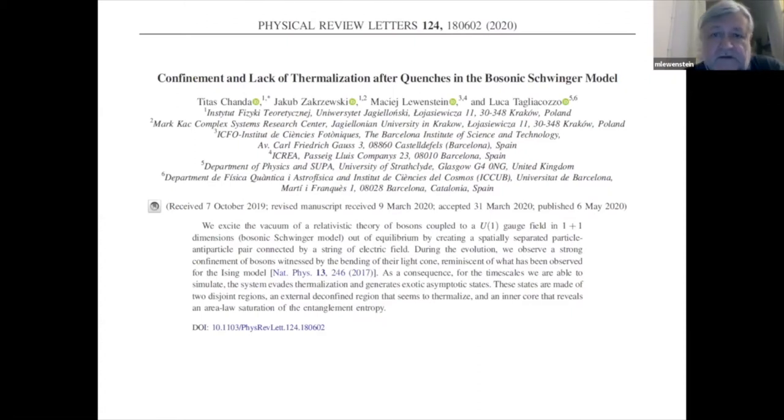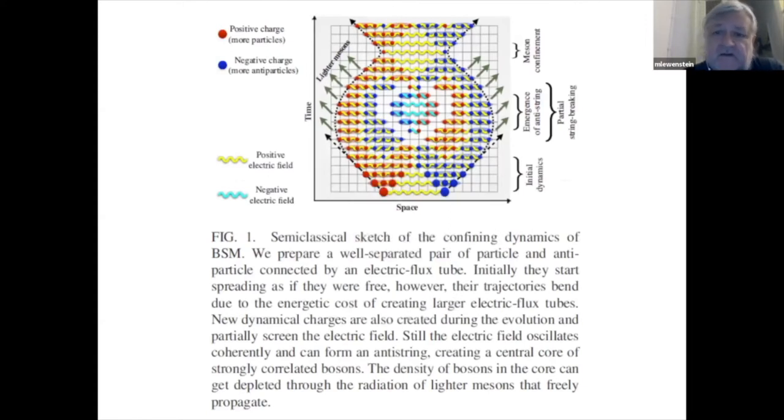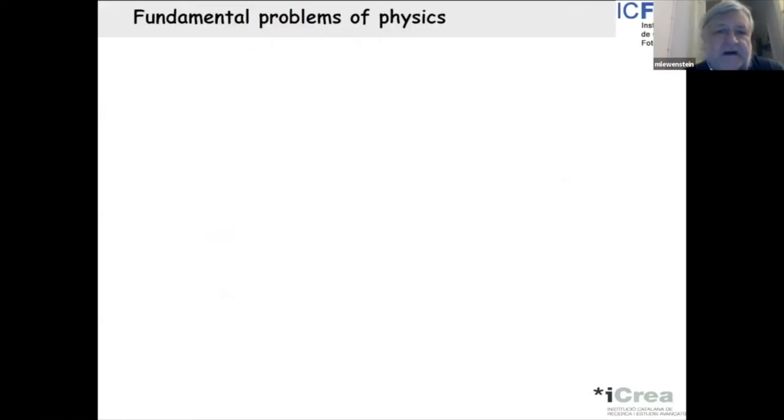We have written recently a paper on the bosonic Schwinger model, which maybe is easier to simulate with ultracold atoms, where you can also study such things as lack of thermalization due to confinement of mesons or of the particle pairs.